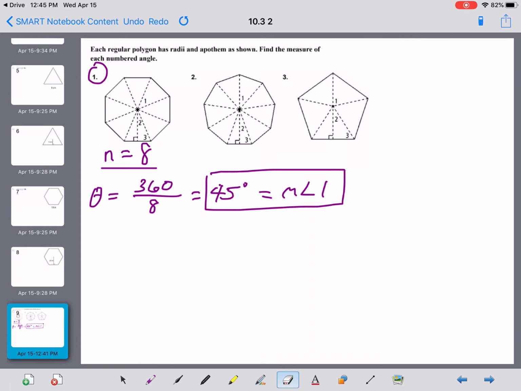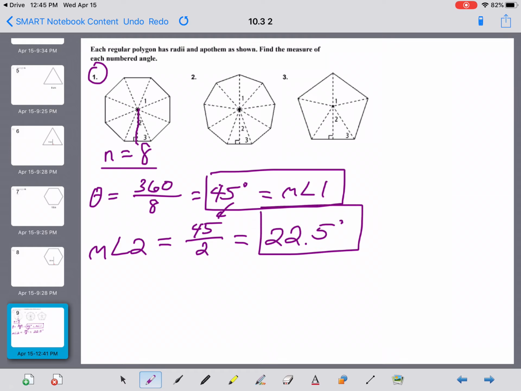Let me get rid of some of my markings right here so we can see that a little bit more clearly. Okay, then from there we were supposed to come up with the measure of angle 2 and the measure of angle 3. Well, the measure of angle 2, this little guy right over here, is going to be half of the measure of that central angle because the apothem that was drawn right down the middle of that isosceles triangle on the bottom always bisects the central angle. So the measure of angle 2 is going to be your answer for the measure of angle 1 right here, which is 45 degrees, and then we're always going to divide that by 2 because the apothem bisects that central angle, and we end up with 22.5 degrees. So that's going to be the measure of angle 2.